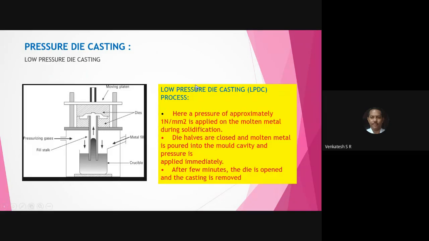So here, 1 Newton per millimeter square pressure is used. Remember, for low pressure, 1 Newton per millimeter square pressure is used. One by one, say this is the moving plate which moves in the downward direction. This is the crucible which contains the liquid metal, and there will be a pipe. Here the pressurizing gases, usually carbon dioxide or argon, are used. And this is the vent or hole. From here, they fill the crucible with the liquid metal.